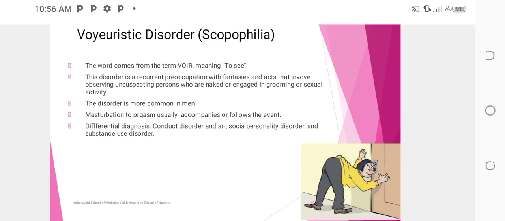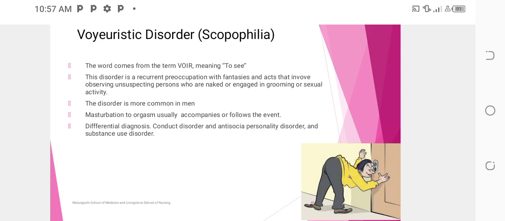Thank you. So, voyeuristic disorder is also known as scopophilia. The word comes from the term voyeur, which means to see. This disorder is a recurrent preoccupation with fantasies and acts that involve observing unsuspecting persons who are naked or engaged in grooming or sexual activity. These people are commonly called peeping toms. This disorder is more common in men, and masturbation to orgasm usually accompanies or follows the event. The differential diagnosis is conduct disorder, antisocial personality disorder, and substance use disorder.